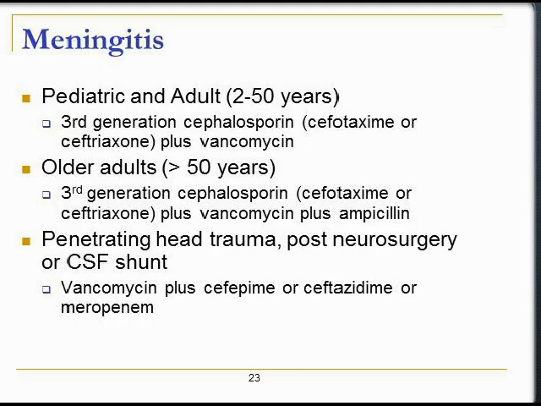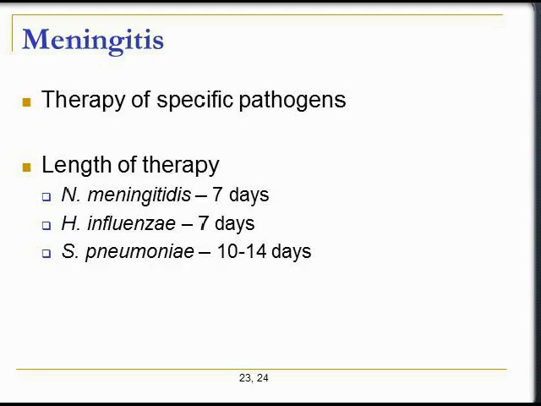The vancomycin is there in case of resistant strep pneumo. So if you have highly resistant strep pneumo, obviously ceftriaxone is not going to be active, and so that's why the vancomycin is there until you get culture results back. And then older adults, again, we add ampicillin again because of the risk of listeria. And then more antibiotics if you have other risk factors.